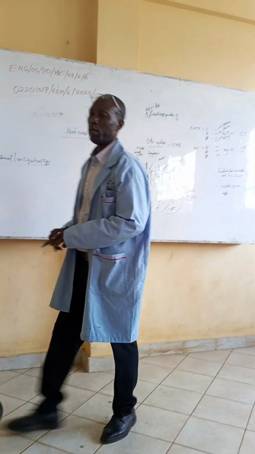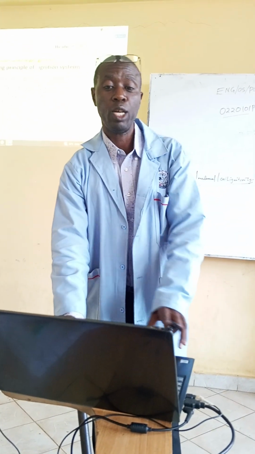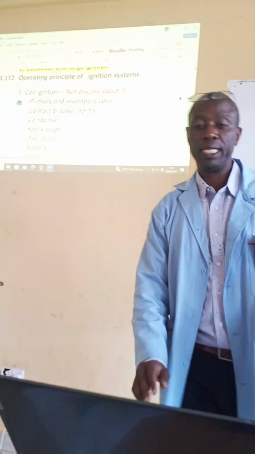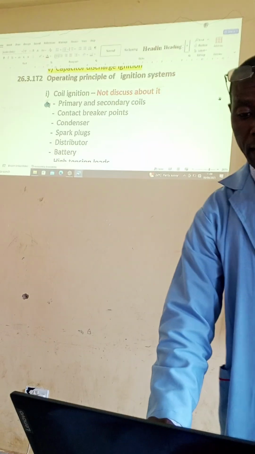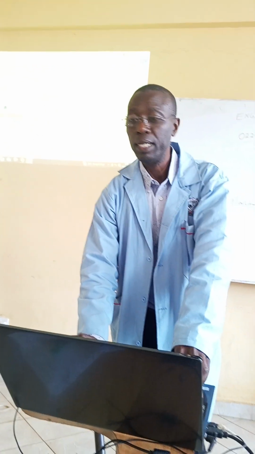So back to what we are learning today, all these systems depend on which type of system you are using. But the basic one is the coil ignition system, which is just the basic one that we have so far. It has the construction that is basically what you're seeing on the board.